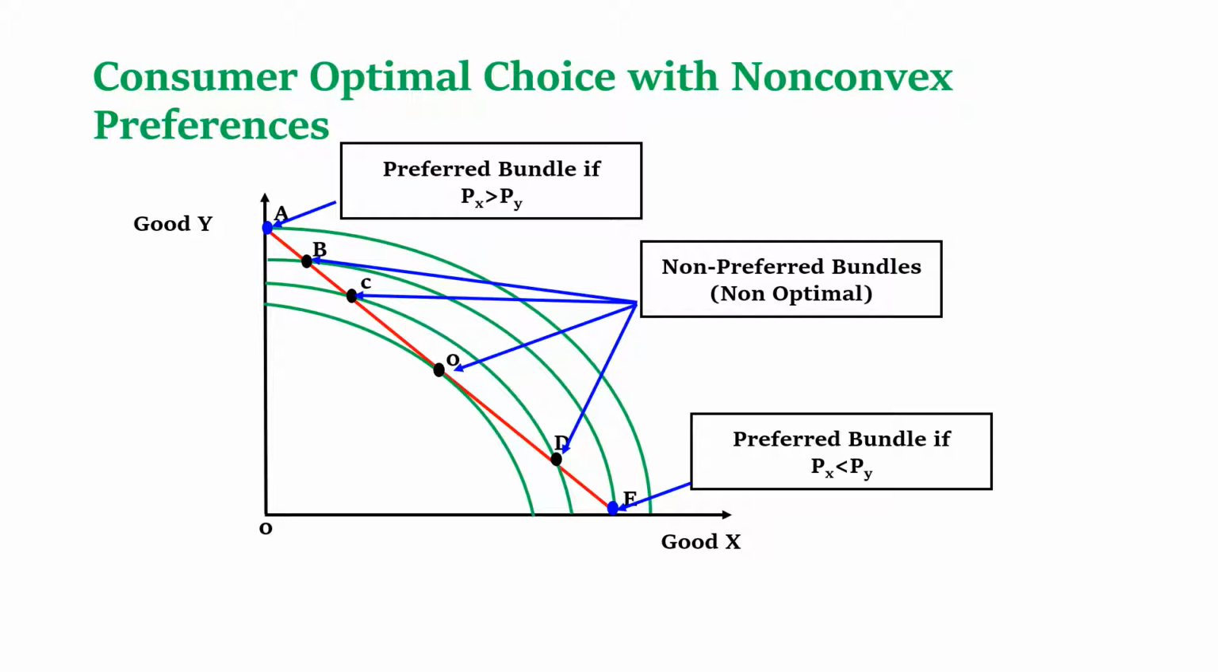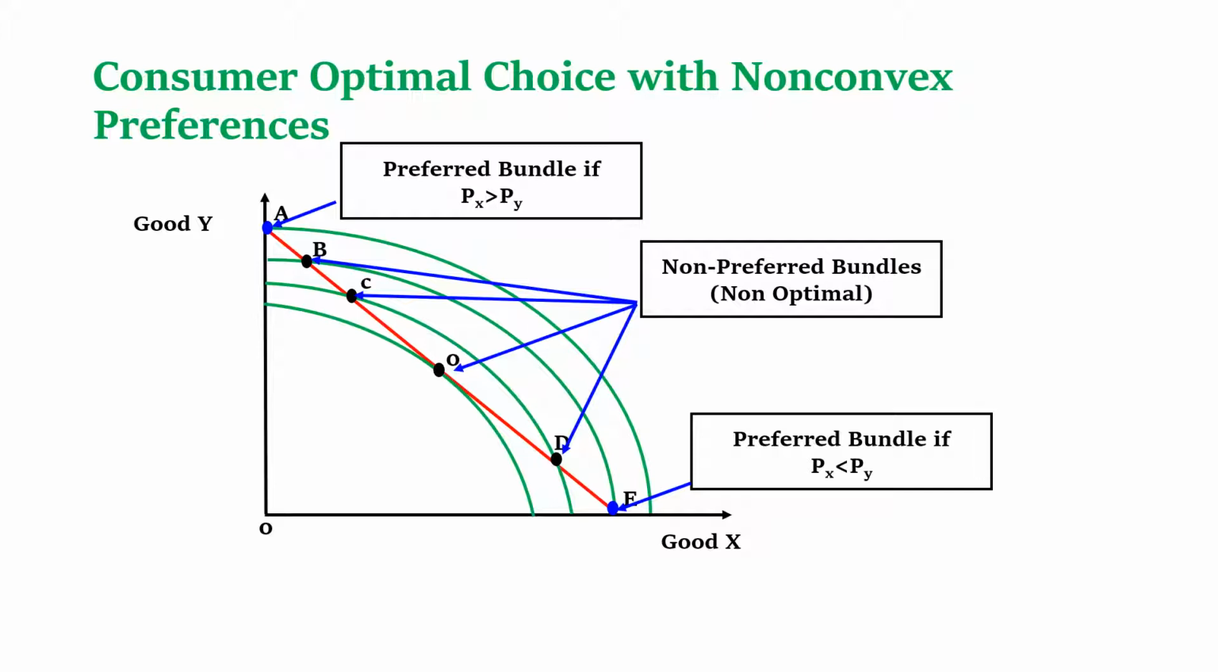But is this an optimal point? Certainly not. Because if we look at this indifference curve, it is very close to the origin. And we know the assumptions of indifference curves or consumer preferences. We say more is better. So is the consumer going to consume more of both goods at this point? Certainly not.